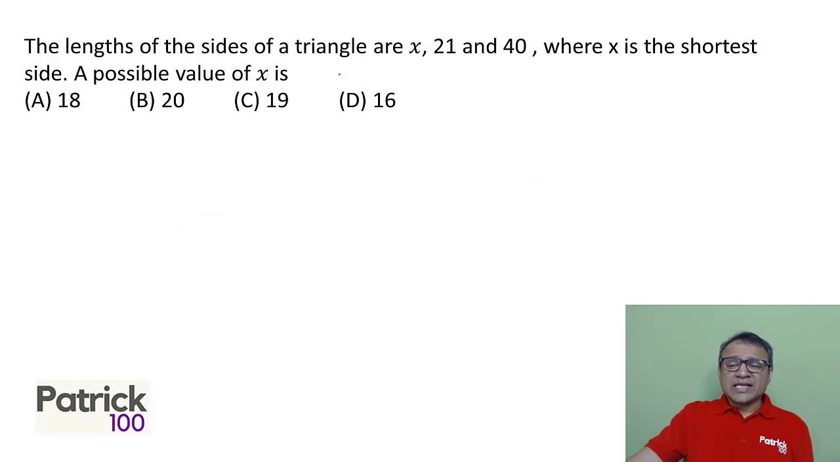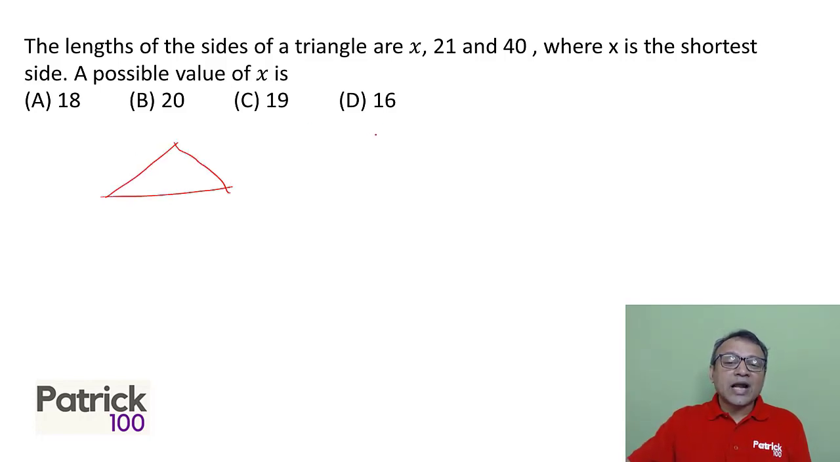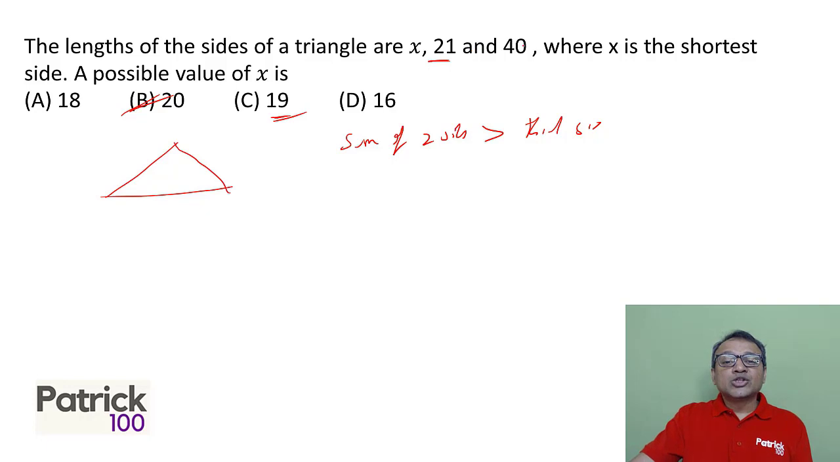The length of the sides. Again, conceptually, you need to be clear. It's not difficult, simple concepts. The concept is that in a triangle, the sum of two sides has to be more than the third side. As long as you know this, you can directly get the answer 20. Any other option, for example 19, if I take, 19 plus 21 is not more than 40. The sum of two sides has to be more than the third side. To satisfy that constraint, you will directly mark the answer as B option.